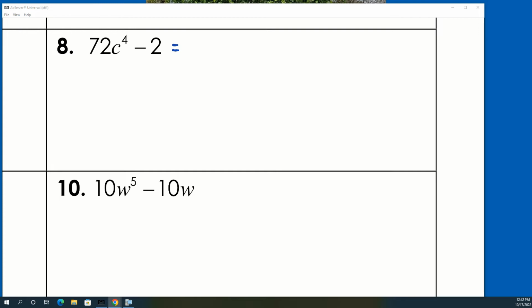So we're looking for something that divides evenly into 72 and 2. It's not 1. So what do y'all think? 2. Just 2, yeah. So that'll be 36c to the 4th minus 1.